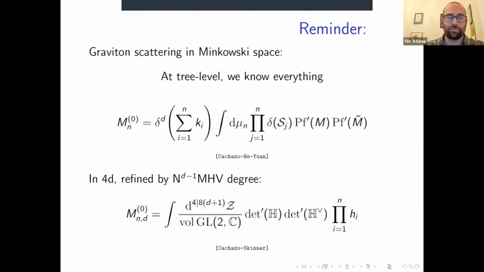And if you restrict the CHY formula to 4D kinematics, it's been shown that in some sense you can recover this Cachazo-Skinner formula. Okay, so the point is just that at tree level in Minkowski space, we know all the graviton scattering amplitudes in these guises, if you like.